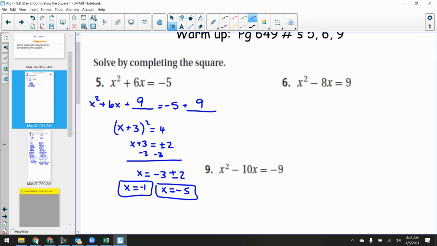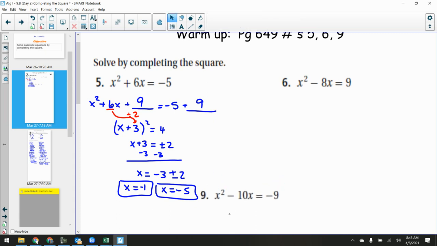Where did you say x plus 3 from? Remember that comes from this divided by 2. That's always that b value divided by 2. Let me move this one down a little bit more. All right, let's take a look at this next one here.